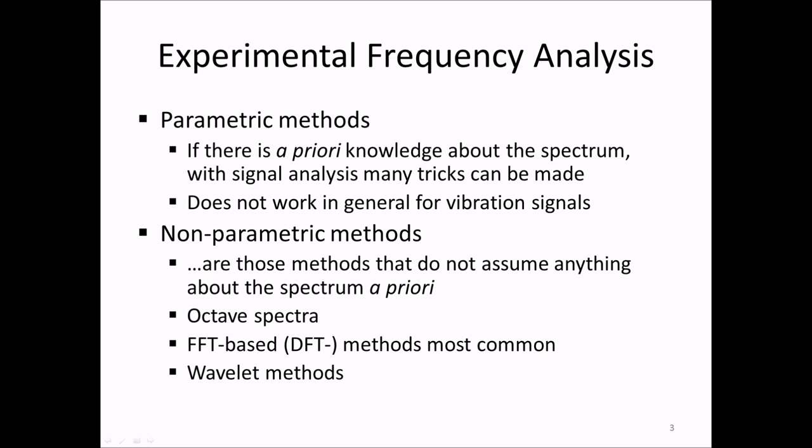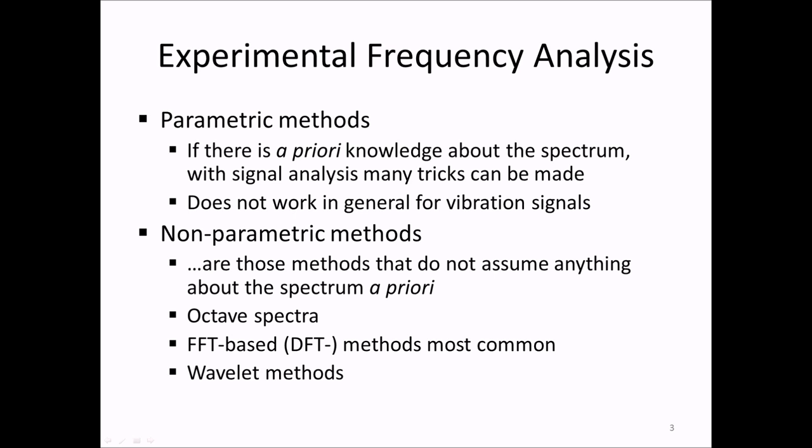So let's start with understanding some fundamental facts about spectrum analysis. First of all, there are two types of frequency analysis methods. Parametric methods are methods that depend on some a priori information about the spectrum. For example, it could be that you know that the spectrum is discrete and that it has 5 harmonic components. Such methods are very common in signal processing and are very powerful. However, they generally do not work for vibration signals. So usually we have to rely on the non-parametric methods.